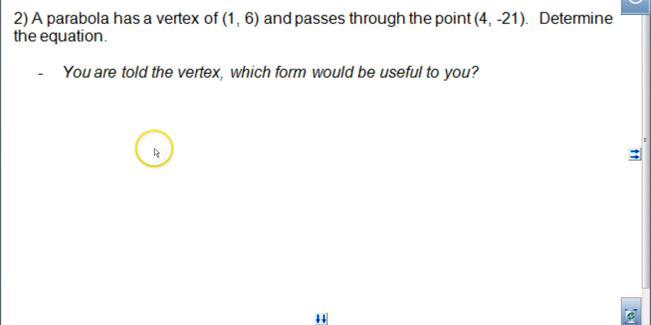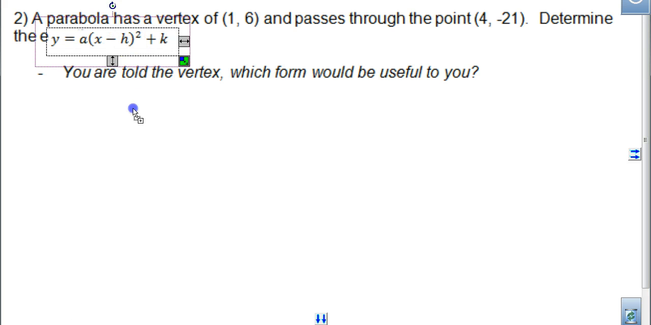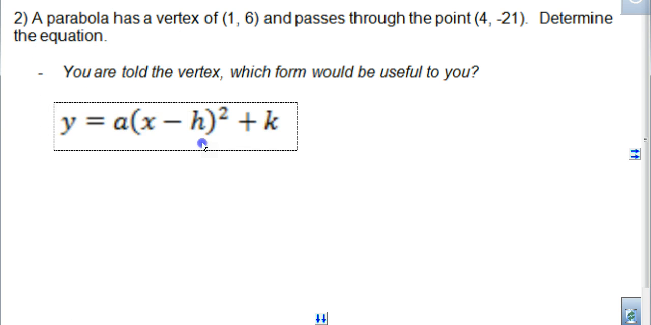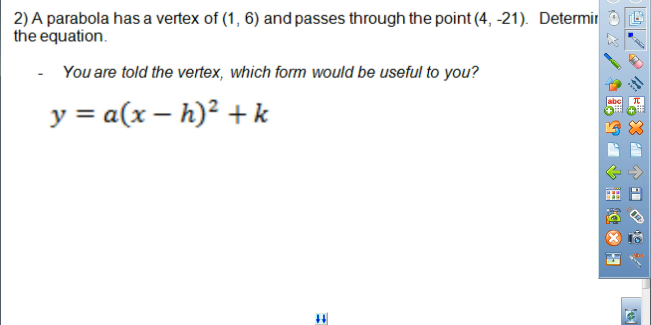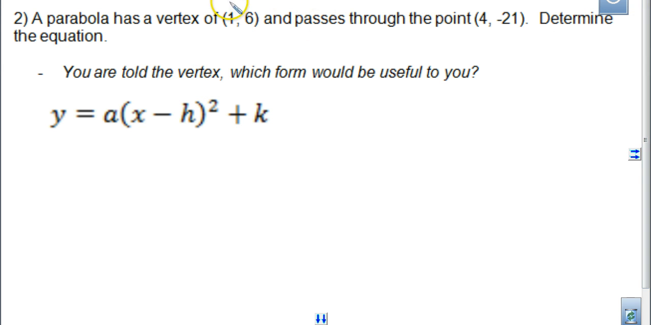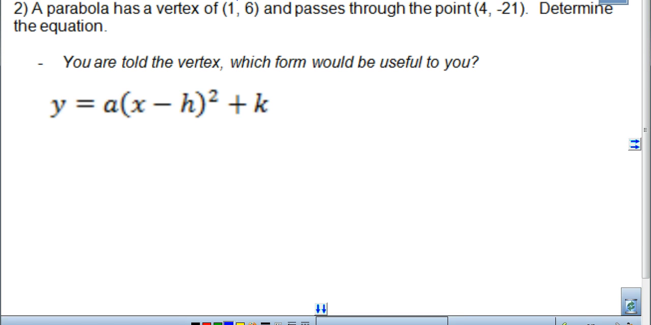Alright, so here's another style of question. A parabola has a vertex of (1, 6) and passes through the point (4, -21). Determine the equation. So we're told what the vertex is, so which of those three forms of the equation would be useful to us? Well, easily enough, the vertex form is helpful when we're told what the vertex is.